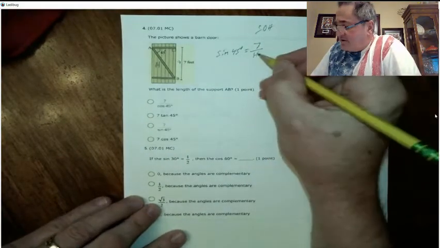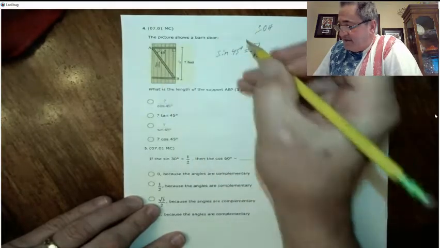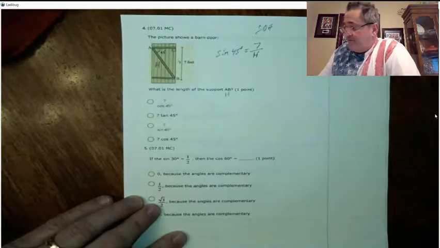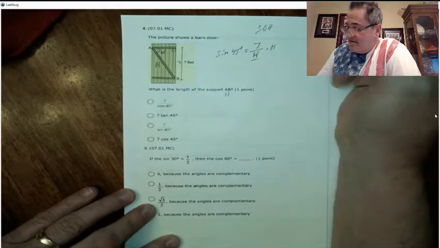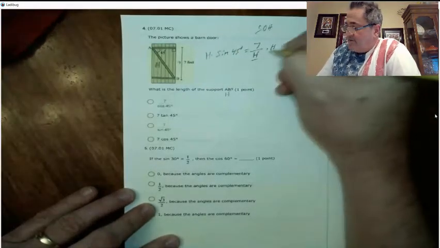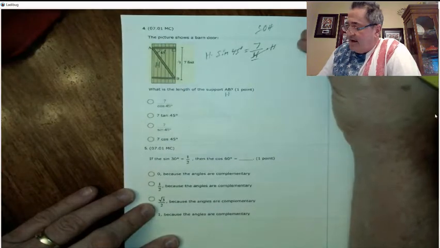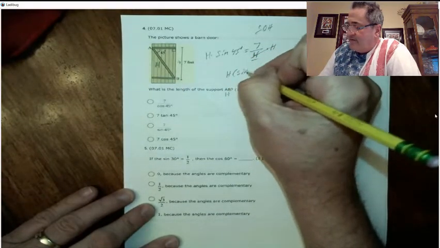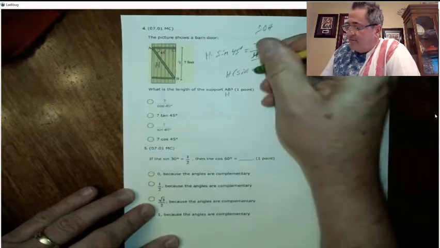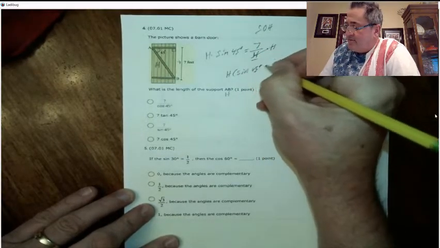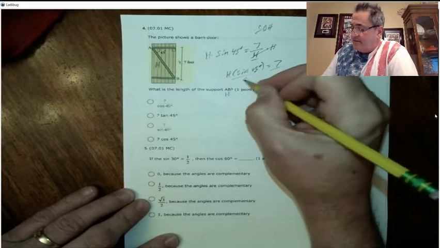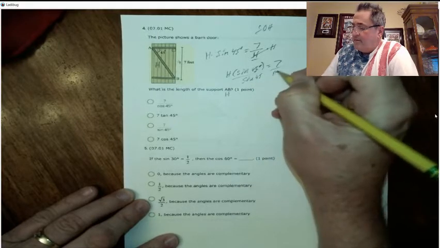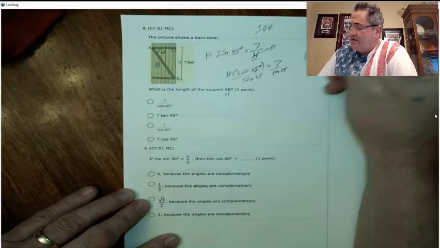So if we're talking about H, which is AB, we just called it H in our problem. We have to solve for H. So multiply by H because it's on the bottom. When you multiply that, those cancel out. And you have H times the sine of 45 degrees, not 450, got to make my degrees smaller, equals 7. And then we divide by the sine of 45 degrees on both sides. So H equals 7 divided by the sine of 45 degrees.